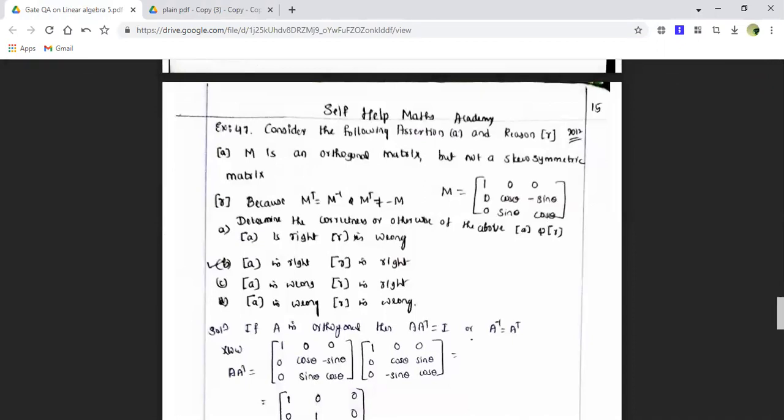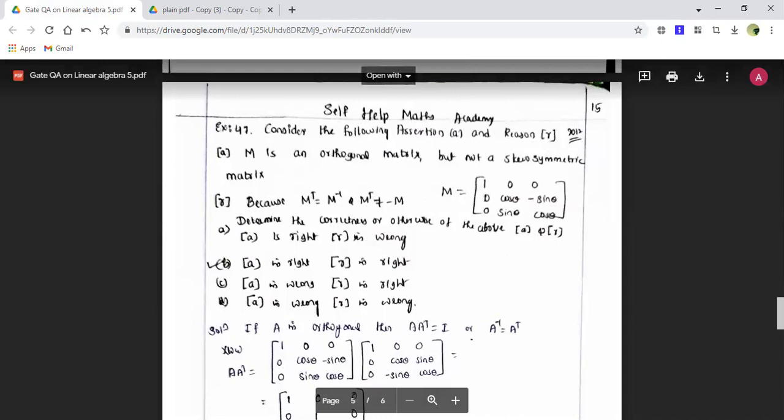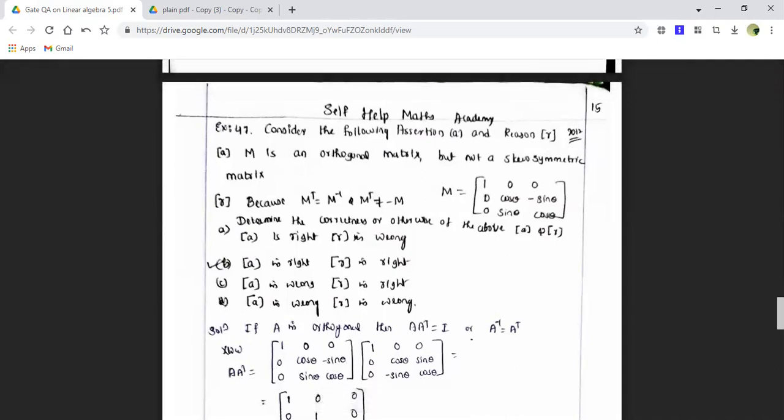So let's see, and the options are whether the assertion A is correct, or the reason is correct, or both are correct, or one is correct and one is wrong. So these are the options they have given. So let's find out which one of the options is correct. Okay, so let's solve this particular problem.